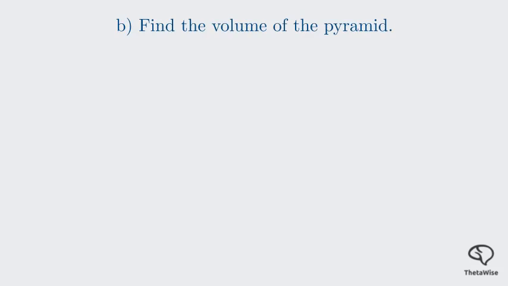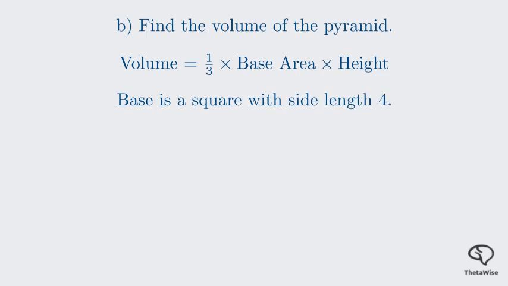This confirms that the apex D lies directly above the center of the base. Now, let's proceed with finding the volume of the pyramid. The formula for the volume of any pyramid is 1/3 times the area of its base times its perpendicular height. We need to find 2 things, the area of the base and the height. The base is a square with vertices O(0, 0, 0), A(4, 0, 0), B(4, 4, 0), and C(0, 4, 0). The length of each side is 4 units.